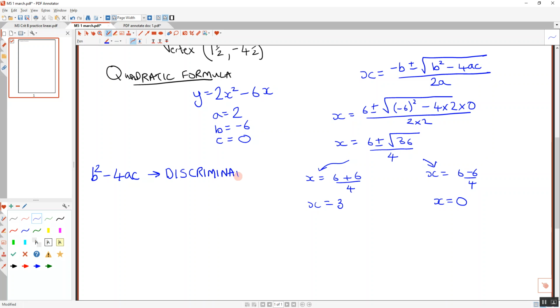Discriminant. The discriminant, okay. So in your quadratic formula, you've got this part called b squared minus 4ac, which is called the discriminant. Now, does anybody know what the discriminant tells us?